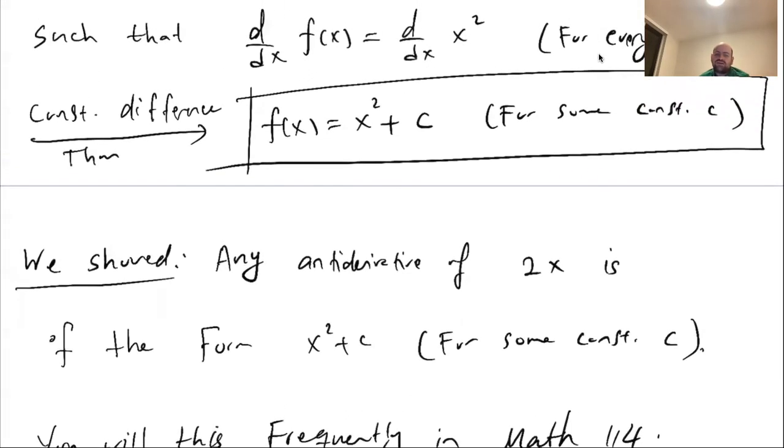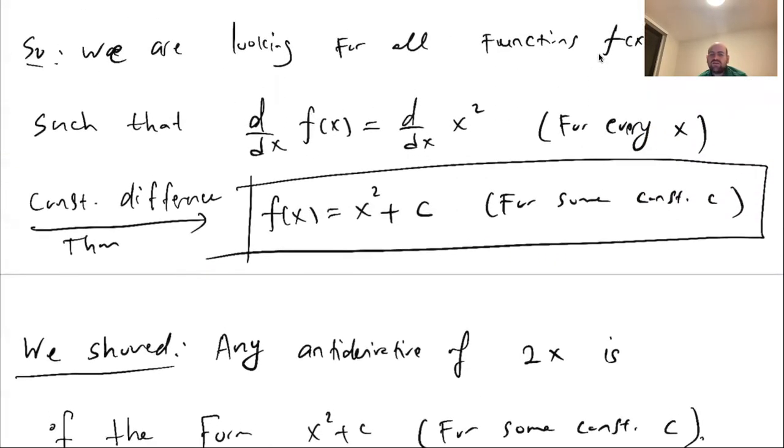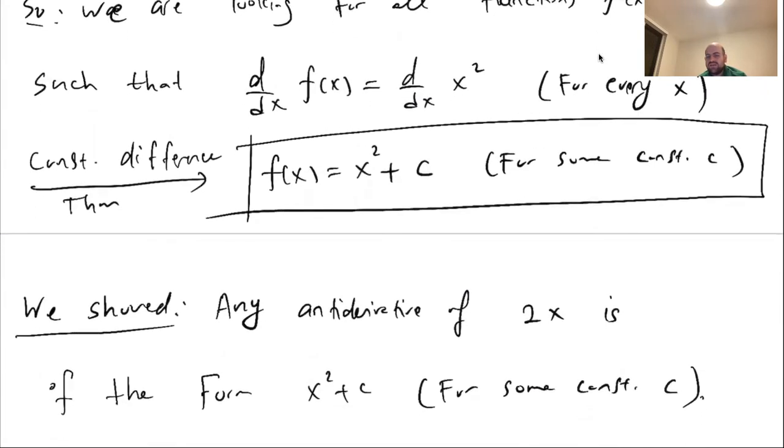So 2x is the derivative of x squared. So if you want the derivative of some function f to be 2x, that means you want the derivative of f to be the same as the derivative of x squared. The constant difference theorem implies that those two functions must be equal up to a constant, meaning that f of x must be equal to x squared plus some constant c. So any antiderivative of 2x is of the form x squared plus c.